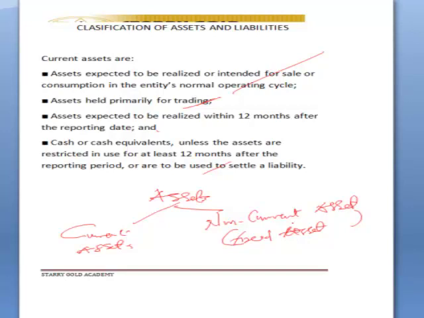And they have a long lifespan, more than a year. They are not intended for sale in the ordinary course of the business. That's what we call non-current assets.